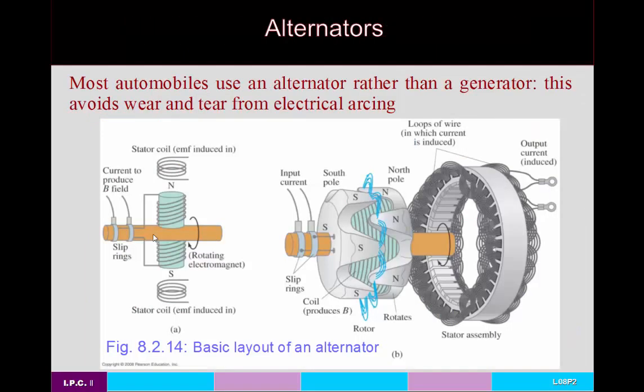So generators are nice for creating energy for houses or for industrial use, etc. It used to be that they also used a generator to make current for an automobile, but they actually now usually use an alternator rather than a generator. And what this basically does is it avoids wear and tear from electrical arcing. So this is the basic setup of an alternator.